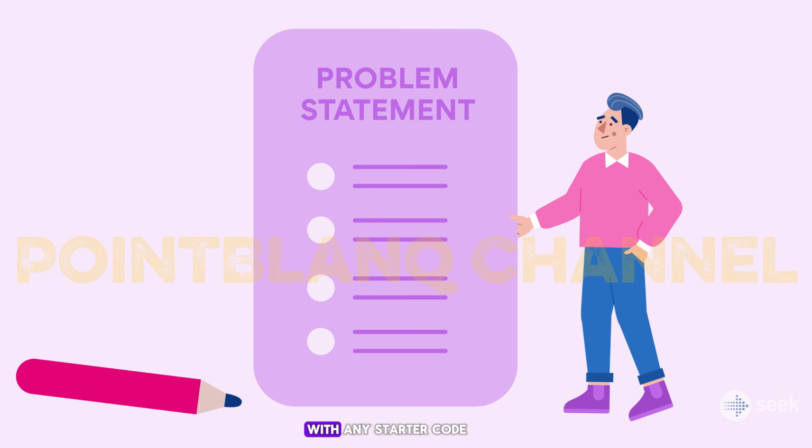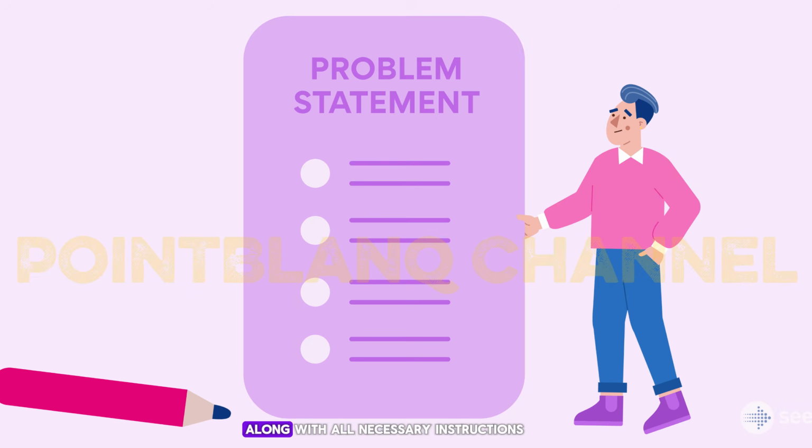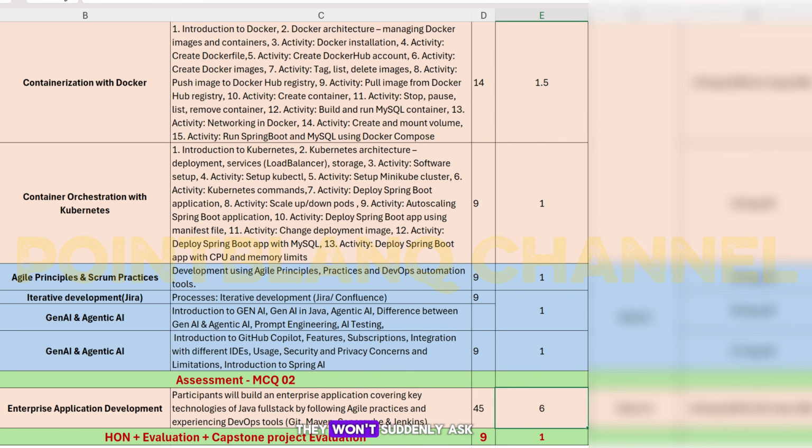They won't provide you with any starter code. They will clearly mention what needs to be done. You will receive a problem statement along with all necessary instructions. The best part is this project is completely based on what you have learned during the stream training. They won't suddenly ask you to build something outside the syllabus. So during stream training, don't just focus on the theory, pay more attention to the practical sessions, hands-on exercises. Those are the things that will actually help you while building your capstone project.